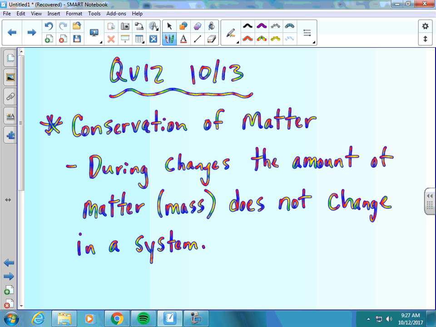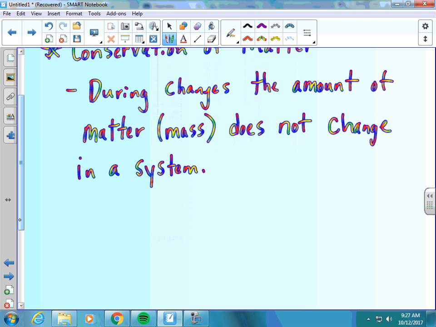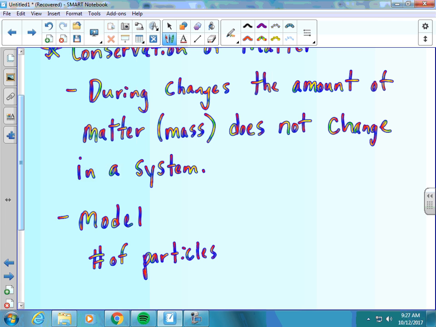So, of course, you guys know models are big. We're going to have to be able to do a model of this. And now, if we think about this, if we're trying to show this in a model with particles, and we do a specific number of particles, this is very, very important. The number of particles before should equal the number of particles after.